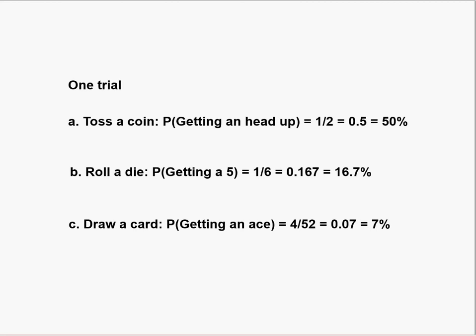You draw a card from a deck of playing cards. What is the probability of getting an ace? In a deck of playing cards, you have 52 cards. So you have 52 possible outcomes. How many ways can you possibly get an ace? 4. So 4/52, about 7%. Okay.